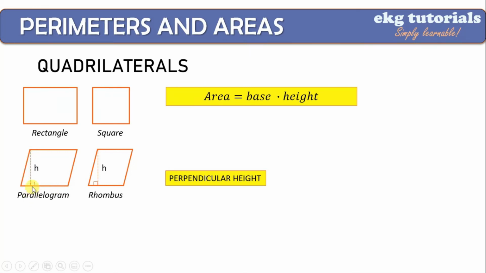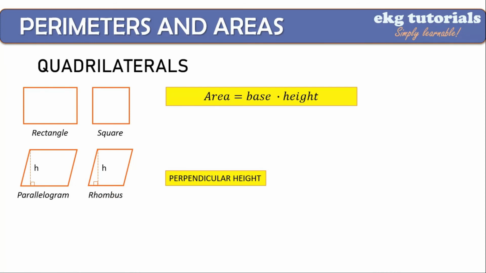Perpendicular height, meaning mag-create siya ng 90-degree angle to the base of our quadrilateral. So this is now our perpendicular height. Ito yung i-substitute natin dito sa formula. So the base times this height, yan yung area for these two types of quadrilaterals.